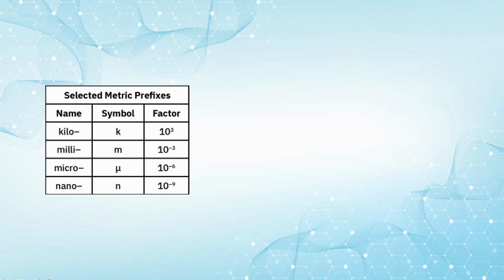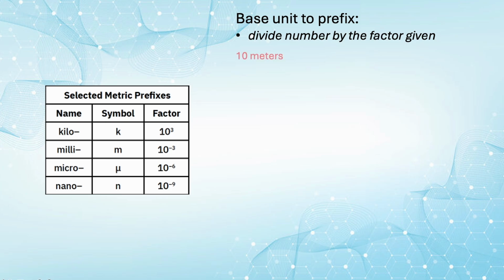But how do we use these conversion factors? Notice that kilo is the only conversion factor with a positive exponent. The rest, milli, micro, and nano, have negative exponents. When you convert to one of these prefixes, you divide the measurement by the factor. For instance, if I had a measurement of 10 meters and wanted to convert to kilometers, I would divide 10 by 10 to the power of 3. This is the same as dividing by 1,000 or moving your decimal point to the left by 3 spots. Your measurement in kilometers should be 0.01. Notice that when we converted to a larger measurement, the number got smaller.